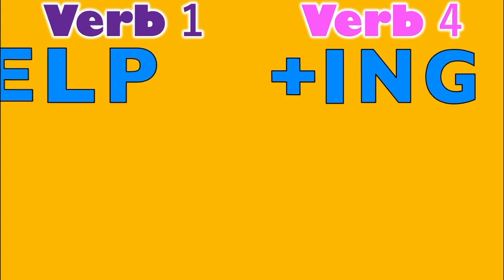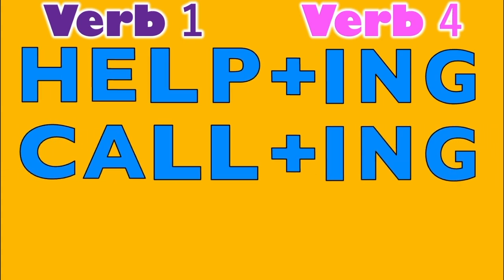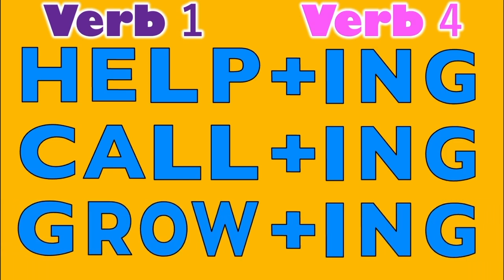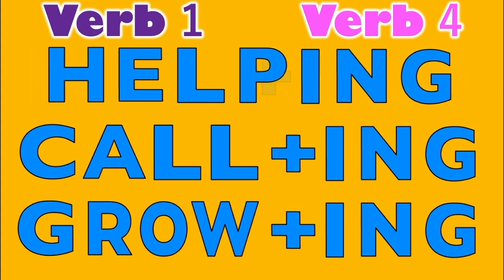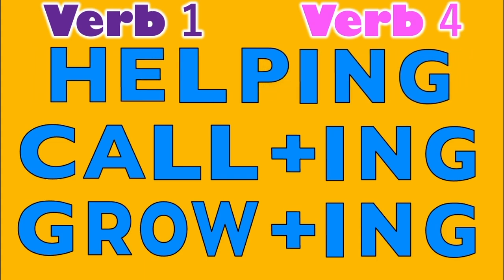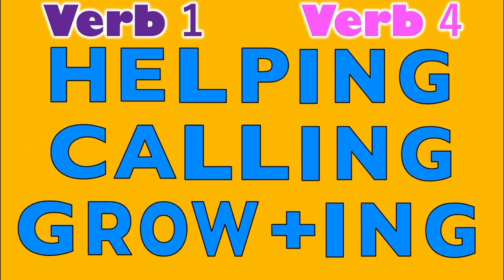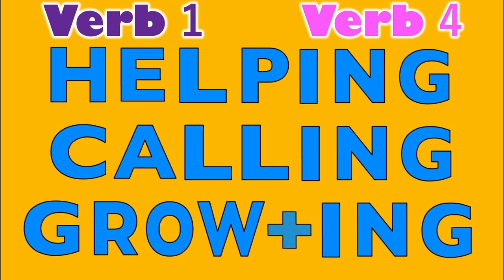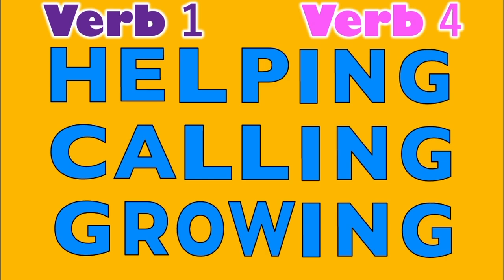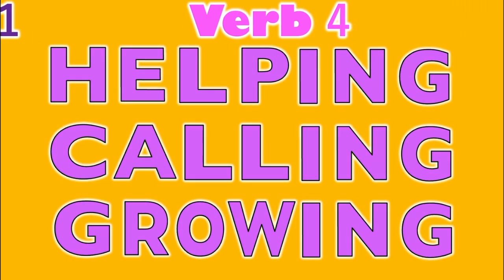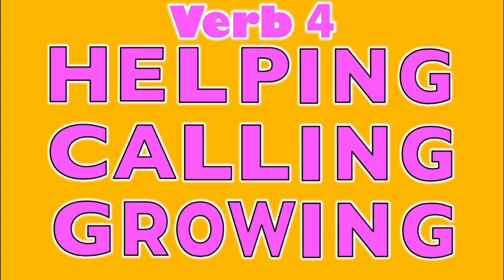So if we bring in some verb 1 here, okay? Verb 1, and take that first one, help. Help is verb 1. Add ing, you get helping. Helping is verb 4. Call is verb 1. Ing, calling. Calling is verb 4. Grow is verb 1. Growing is verb 4. So these are some examples of verb 4. Anything that's ending with ing. Helping, calling, growing. That's verb 4.